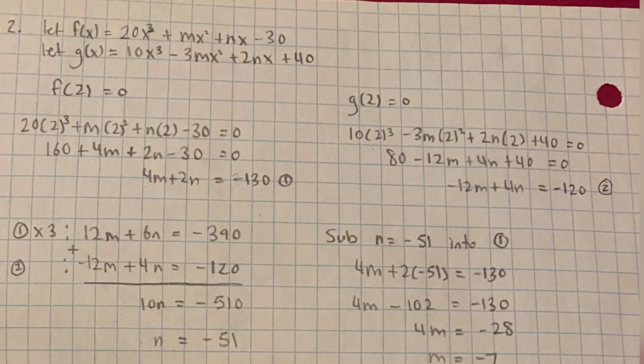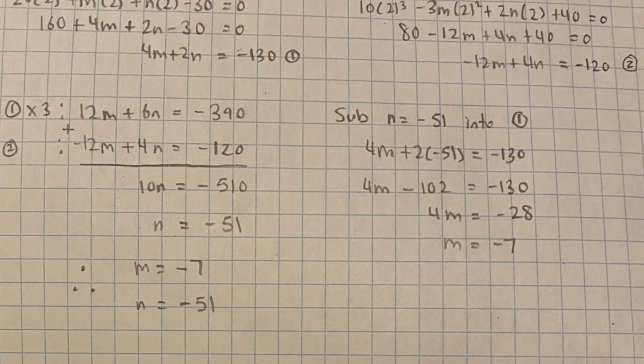Because we are trying to find the values of m and n, first I simplified both polynomial equations, then I added or subtracted like terms, and then rearranged so that m and n are on the same side for both equations. This leaves us with two equations, which we labeled 1 and 2. The first one is 4m plus 2n equals negative 130, and the second one is negative 12m plus 4n equals negative 120. Now that we have these equations, we can solve for both m and n.